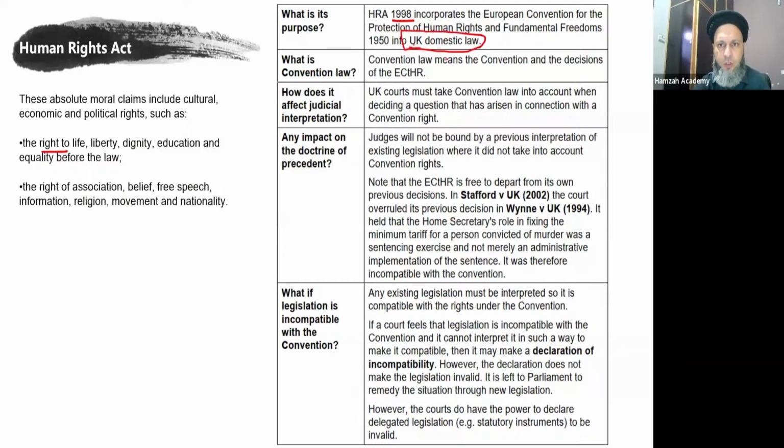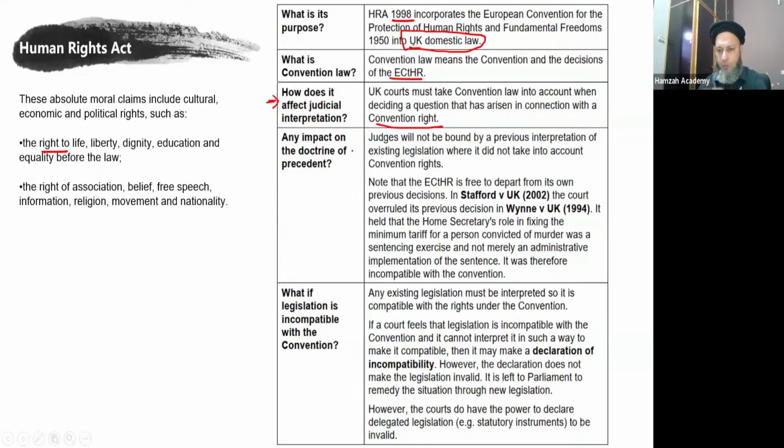What is the convention law? Convention law means the convention and decisions of the European Court of Human Rights. How does it affect? This is the main idea that you need to remember. How does it affect judicial interpretation? UK courts must take convention law into account when deciding questions that have arisen in connection with a convention right.